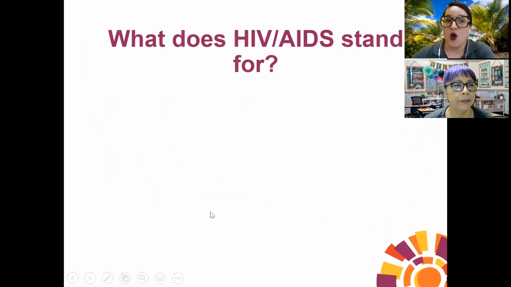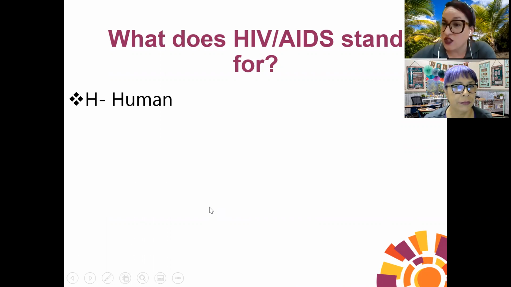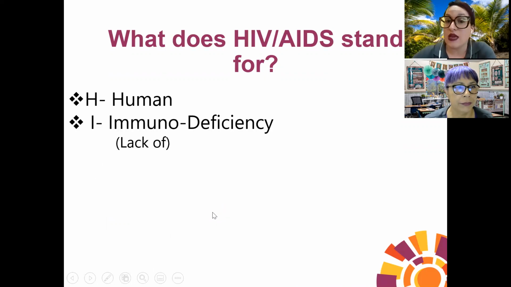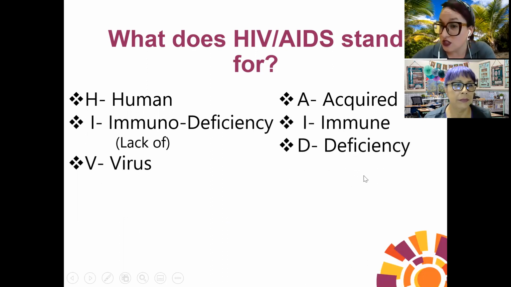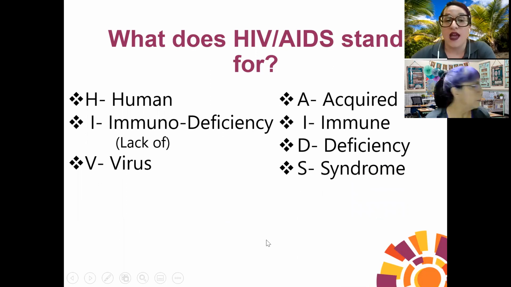The first thing is what HIV and AIDS stand for. The H is for human, the I for immunodeficiency, or lack of, and the V for virus. AIDS: the A for acquired, the I for immune, the D for deficiency, and the S for syndrome. Just so you know, the human immunodeficiency virus is a virus and AIDS is a syndrome. So you need to first get the virus for that virus to convert into the syndrome.